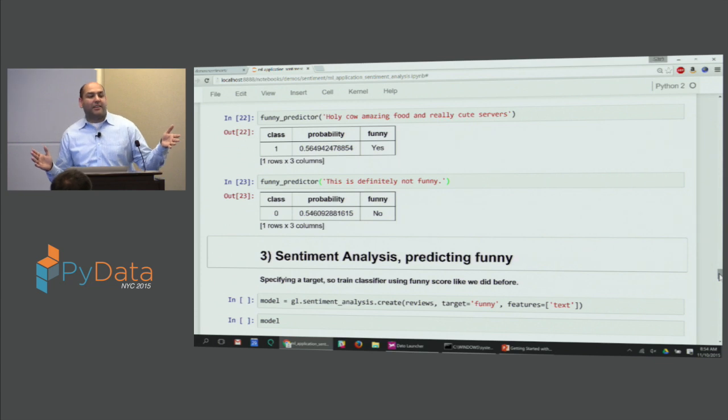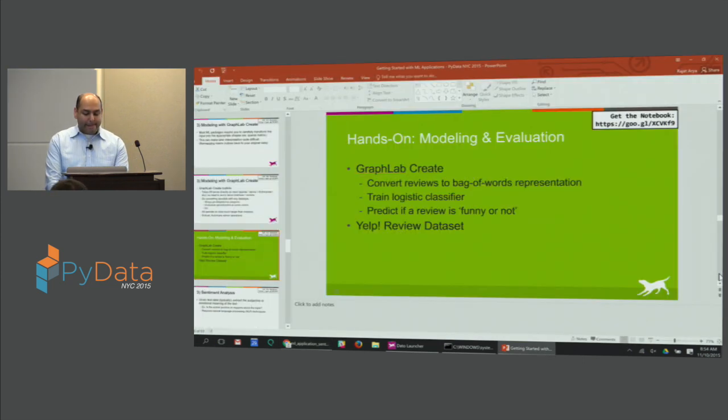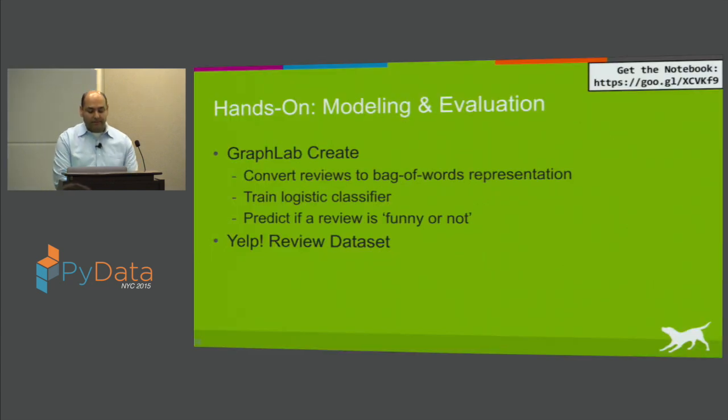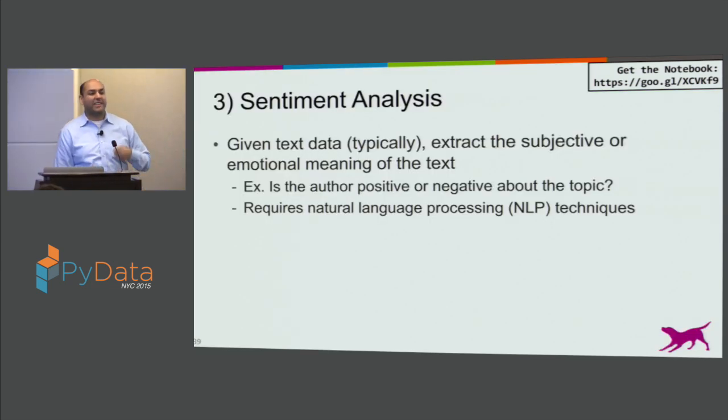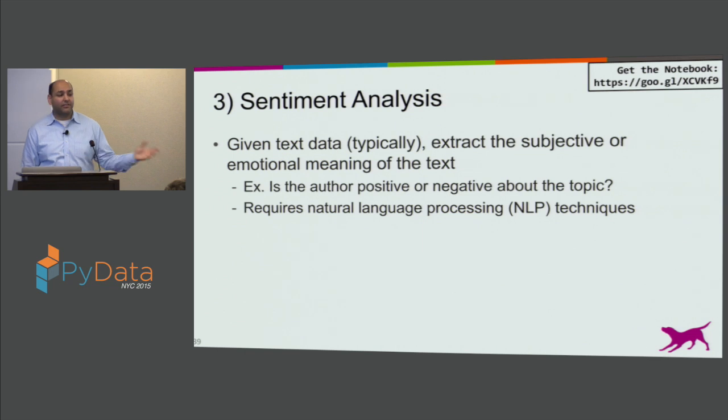So far we've done this logistic classifier for funny or not. Let's instead step back and think about overall sentiment. Let's talk about sentiment analysis. And we'll do this quickly, because I think, do you guys all have an intuition of what sentiment analysis is? We want the emotional or subjective meaning of text. Is this person's review positive about the restaurant or negative? That's the way to think of it. And this does require NLP.